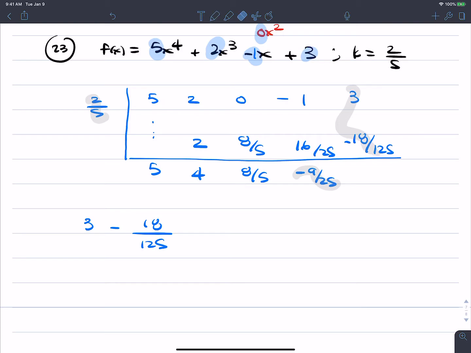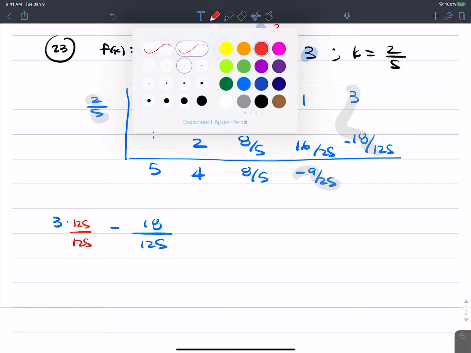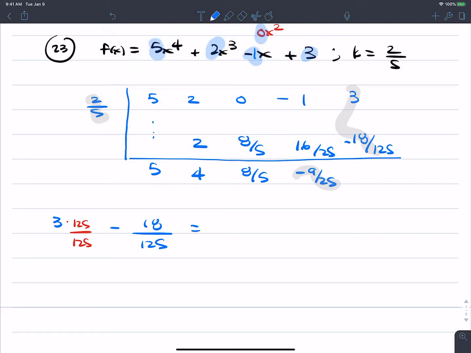Now, remember, you want the same denominator here. So we multiply the top by 125 and the bottom by 125, so that we have like fractions. Now 3 times 125 gives you 375 over 125 minus 18 over 125. So we have to know, what is 375 minus 18? The answer is going to be 357 over 125. And we could put this here.